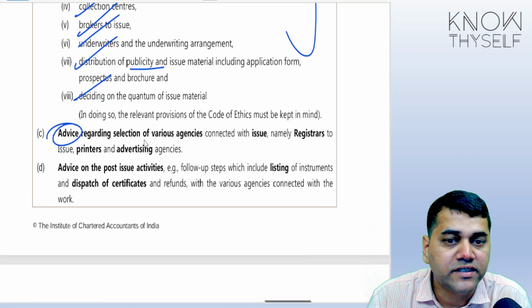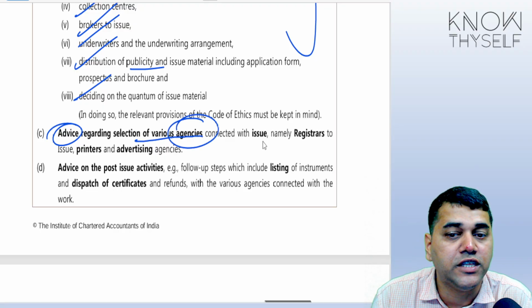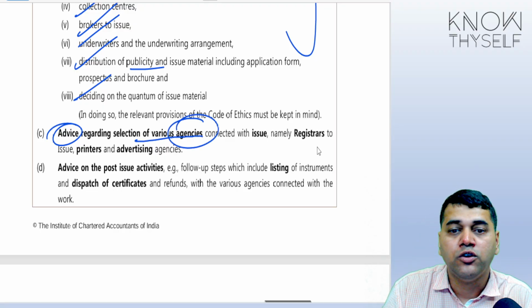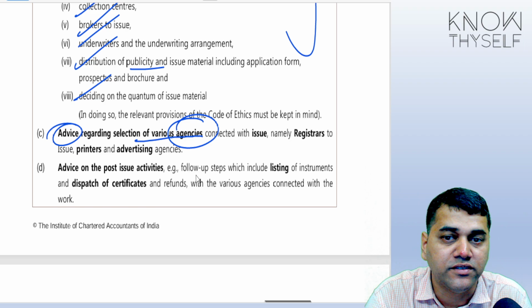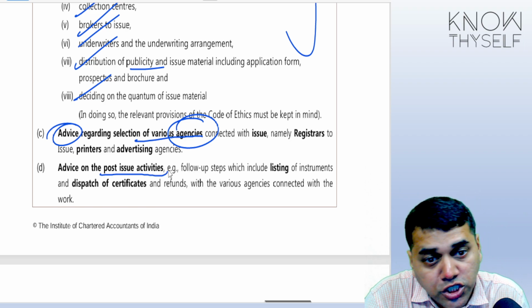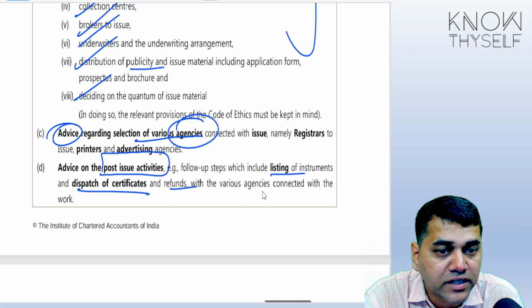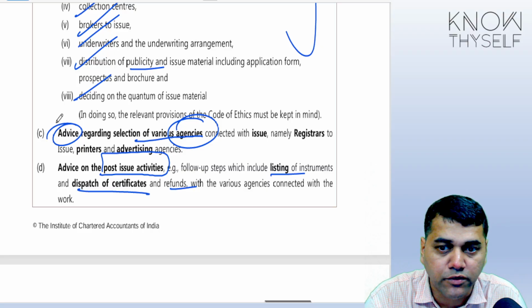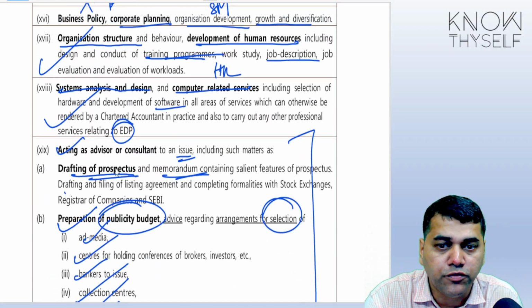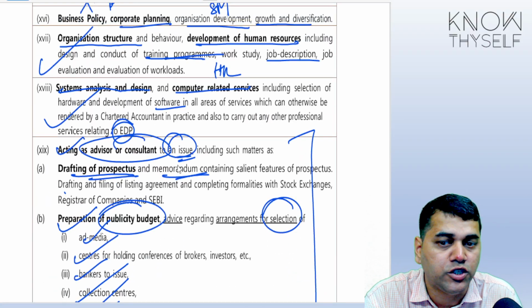Advice regarding selection of various agencies connected with the issue, like who should be the registrar, who should be the printer, who should be the advertising agency. Advice on the post-issue activities like listing agreements, dispatch of the certificates, refunds. You can give service here also. These are all part of your role as advisor or consultant to the issue.